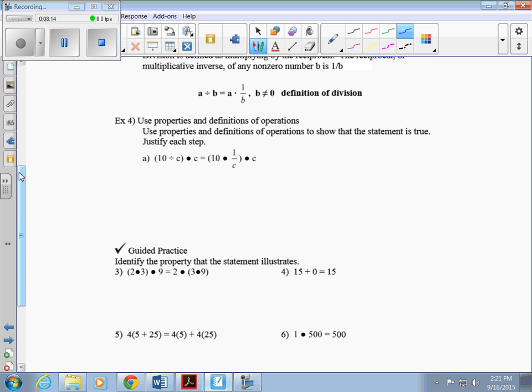It's simply one step. This is the definition of division right here. We have a division sign, and we want to change that to 10 times 1 over C, times C. If we look at that, that's exactly what we have right here. So this is just by the definition of division.